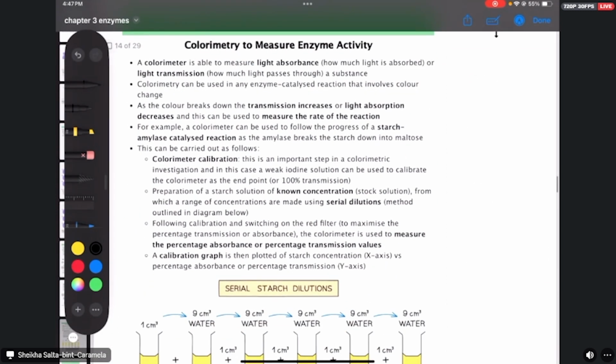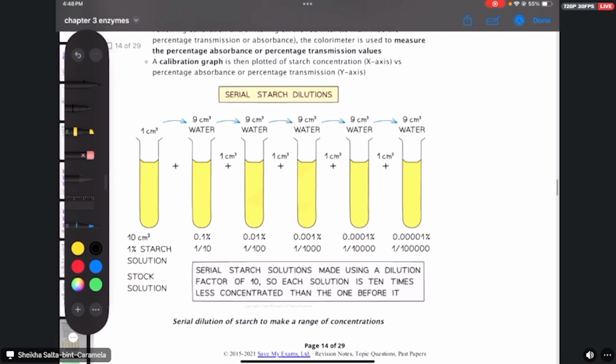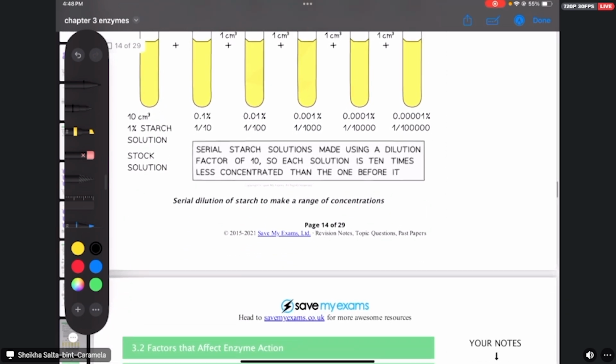Then colorimetry is another method to measure enzyme activity. I mentioned in the last chapter as well, a colorimeter is able to measure light absorbance by passing a light through it and seeing how much light passes. So if the light passes easily, then there is no reaction taking place or something like that. This is a better and more accurate method of measuring, but we don't usually use this. We'll just remember the name. And then dilutions is included in paper 3, so we're not looking into that.